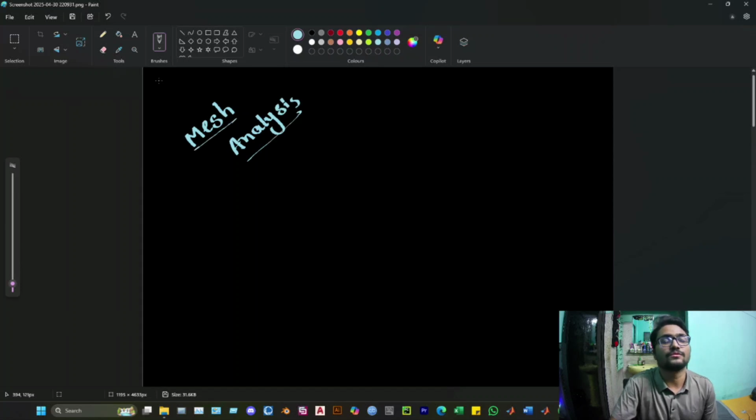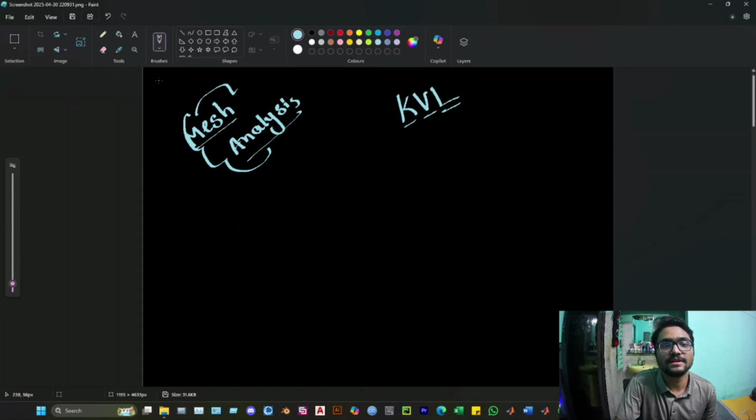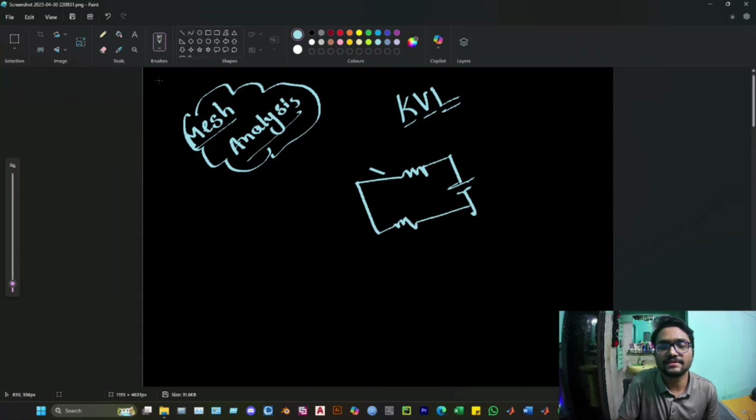Okay. So before discussing mesh analysis, we must know what is KVL or Kirchhoff's voltage law. KVL stands for Kirchhoff's voltage law. And the very simple explanation of mesh analysis is, if we consider a closed loop. Suppose this is the electrical circuit and this is a closed loop. Suppose here is a resistance and here is a battery source. So if we consider this A, B, C and D, this is a closed loop.